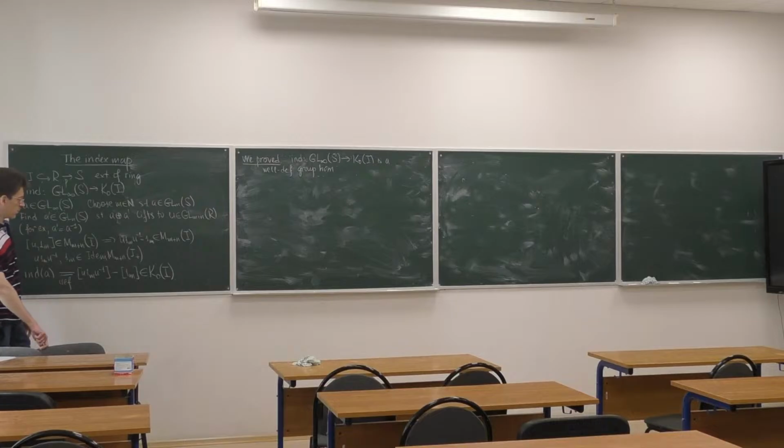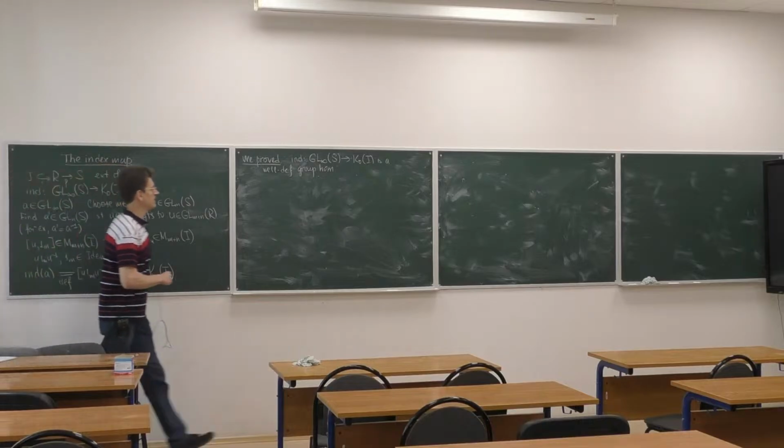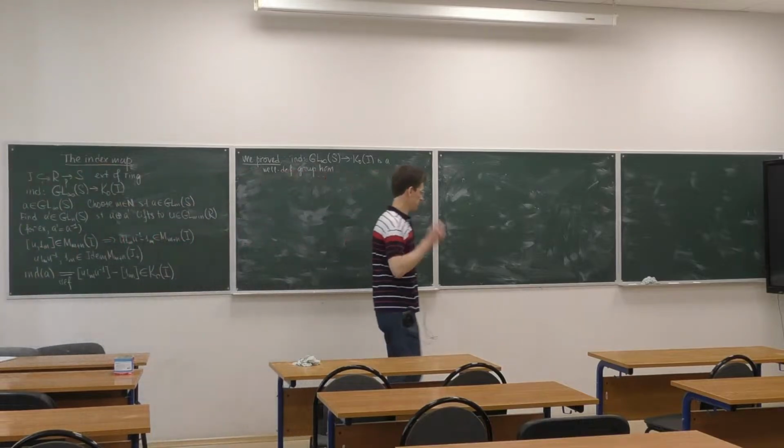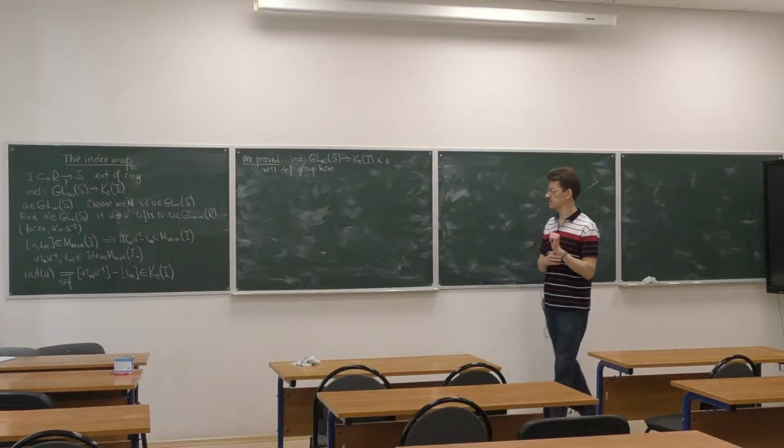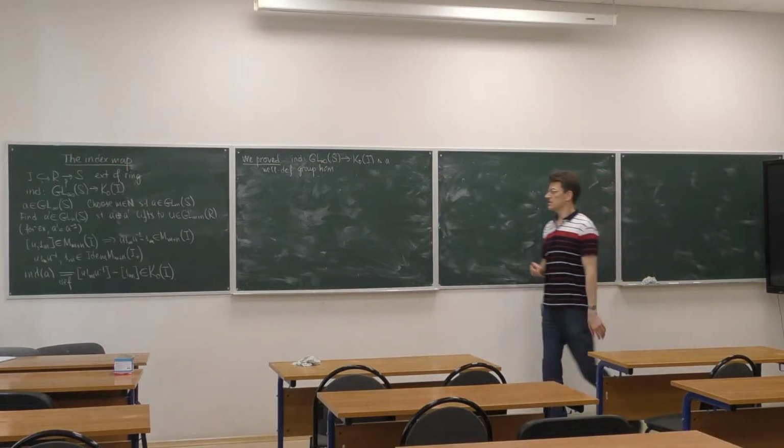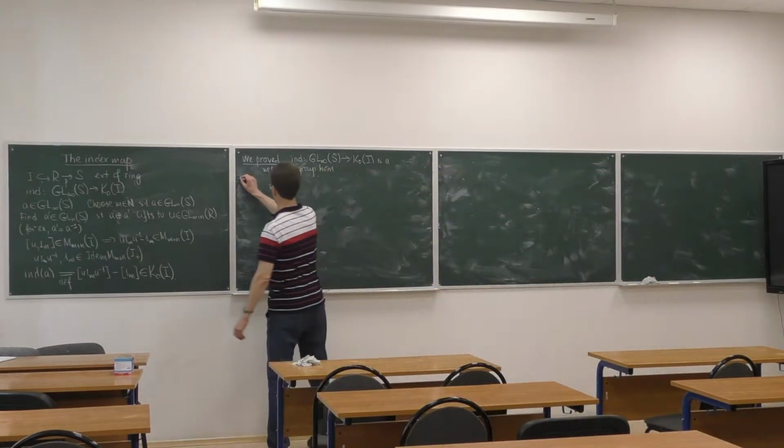To understand why it is not obvious, just look at the definition of the index map. There are many auxiliary choices here. A priori, the right-hand side of this formula depends on M. It depends on the auxiliary element A prime. It depends on the lifting U. So in principle, we had to prove the independence of all these choices. Anyway, this is already proved.